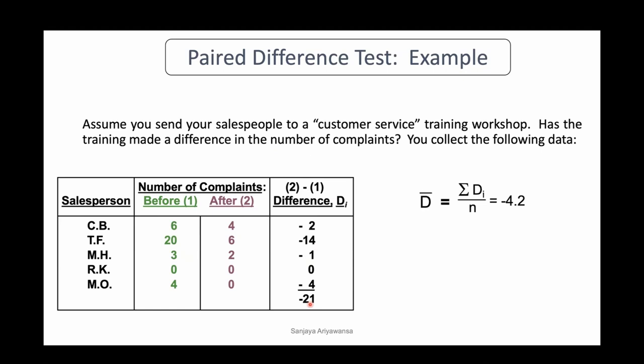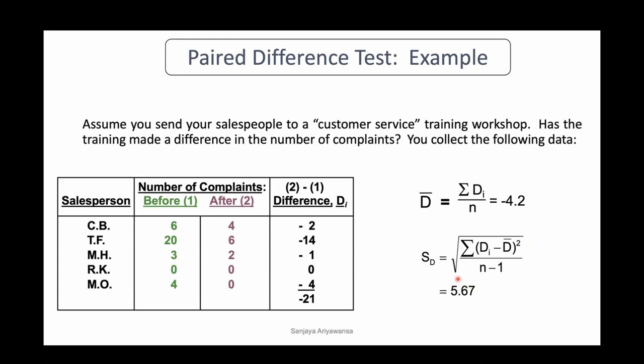Then I calculated D bar, which is the average. So minus 21 divided by the number of people here, which is 5, so you get minus 4.2. You calculate SD as well, which is minus 2 minus minus 4.2 squared plus minus 14 minus minus 4.2 squared plus likewise, and you divide by 5 minus 1. The sample size is 5, so 5 minus 1, and you get SD as 5.67. This is the first thing you have to do.